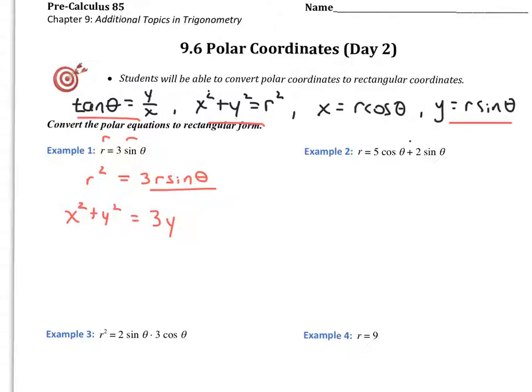You do not need to get the y by itself and try and put it in slope-intercept form. You don't need to get the x by itself. You don't need to do anything like that. Your overall objective is basically just get rid of the r's and thetas, change everything to x's and y's.